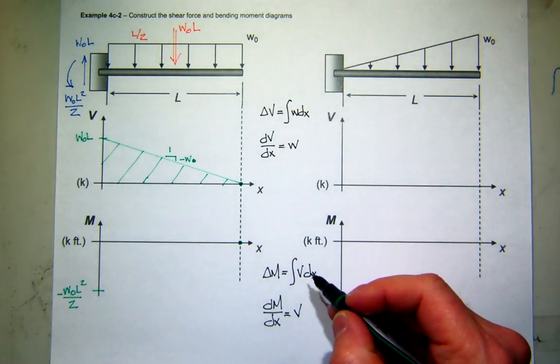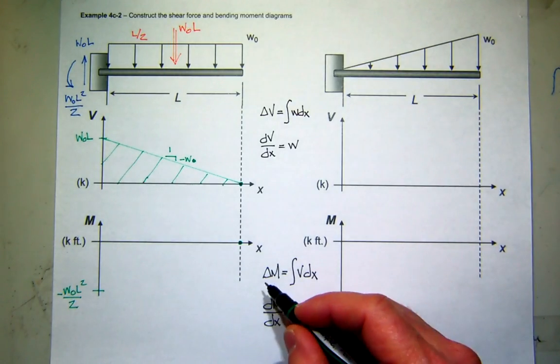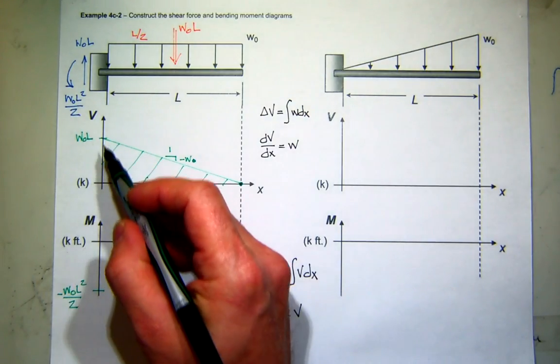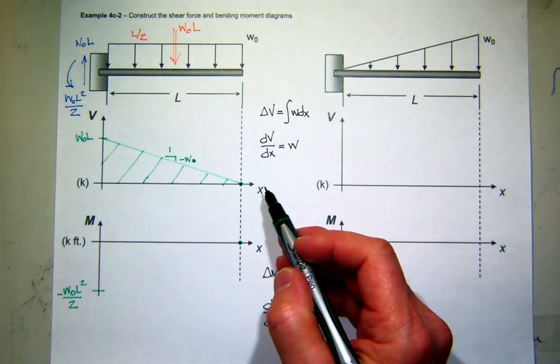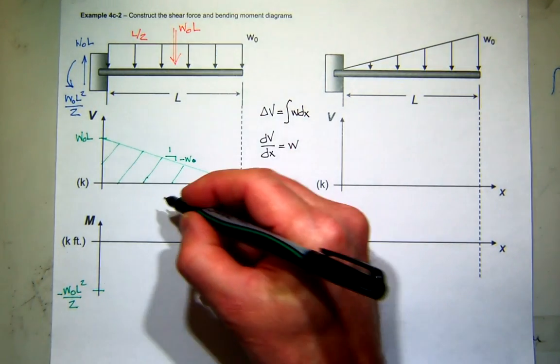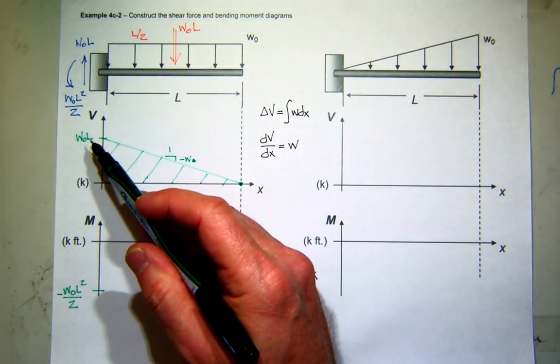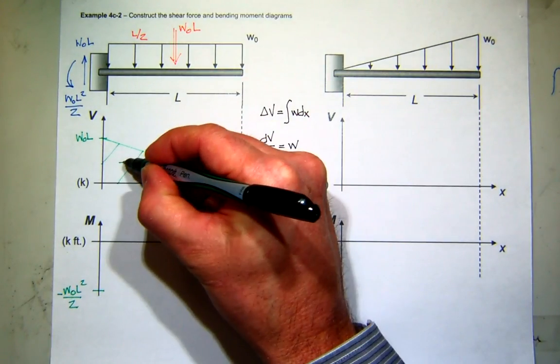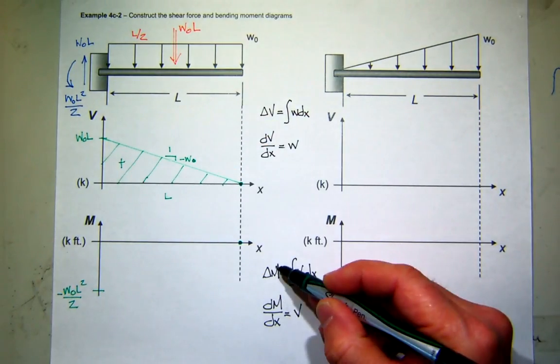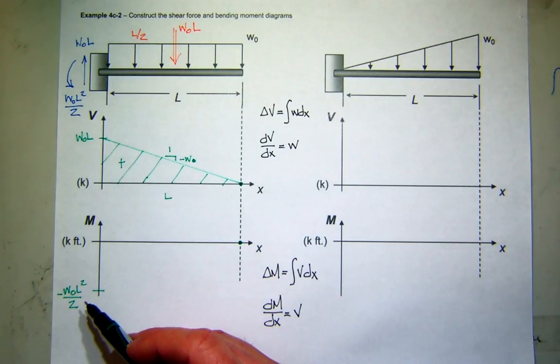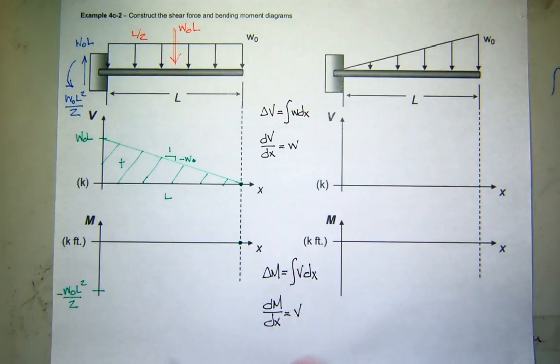So let's do that. The area under the shear diagram should be the change in the moment. What's the area under the shear diagram? Well, it's a triangle. And it is 1/2 base L times height W L. You multiply that, you get W L squared over 2. And this is a positive area, so it's a positive change. So if I start at negative W naught L squared over 2, add W naught L squared over 2, I do get 0. Very reassuring.